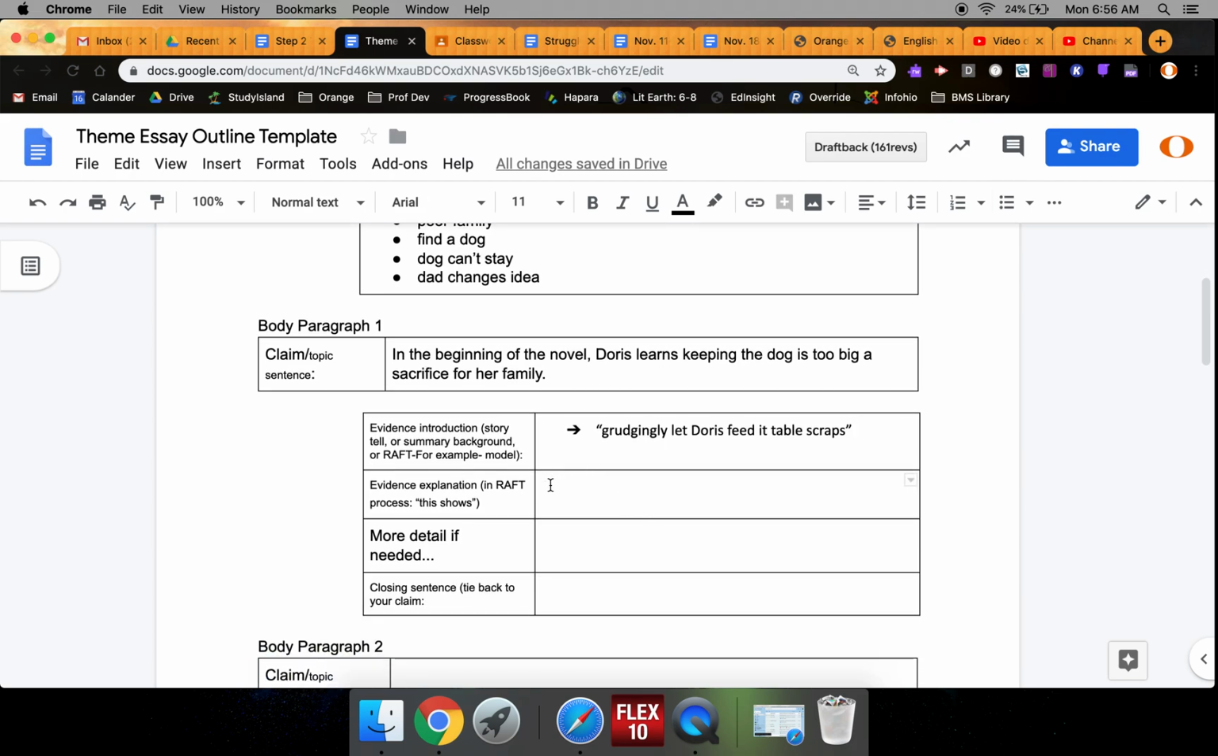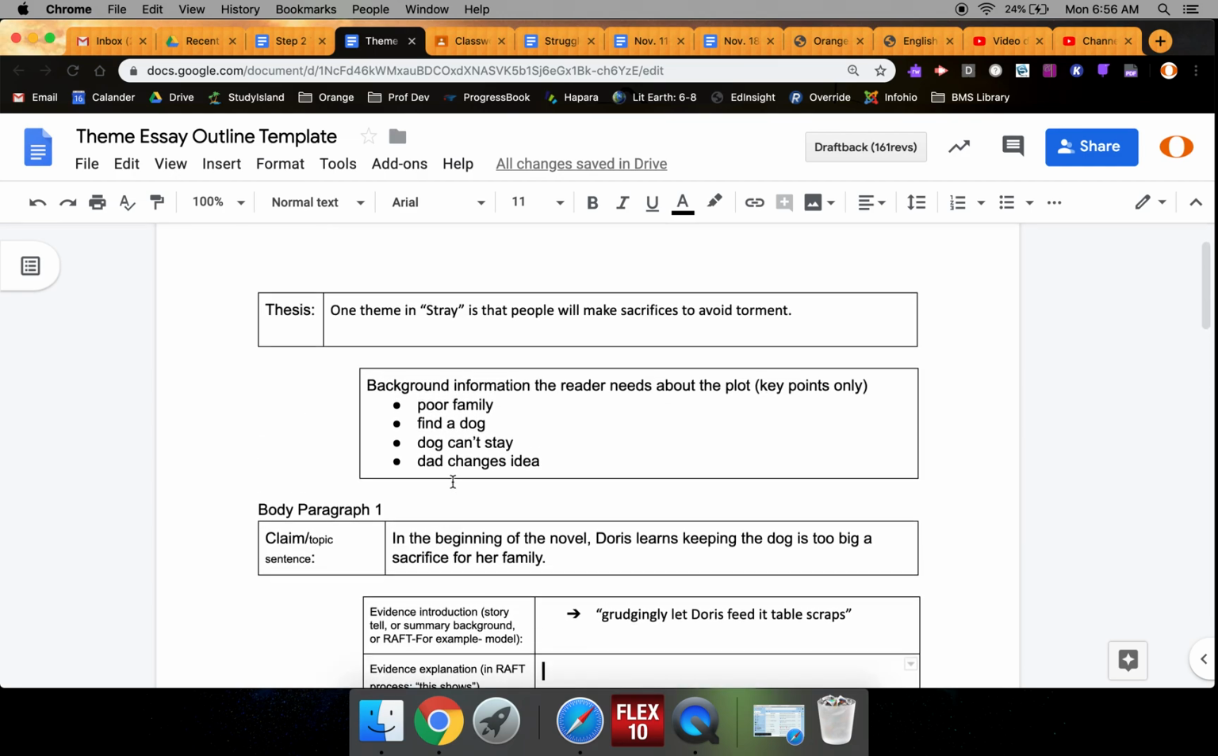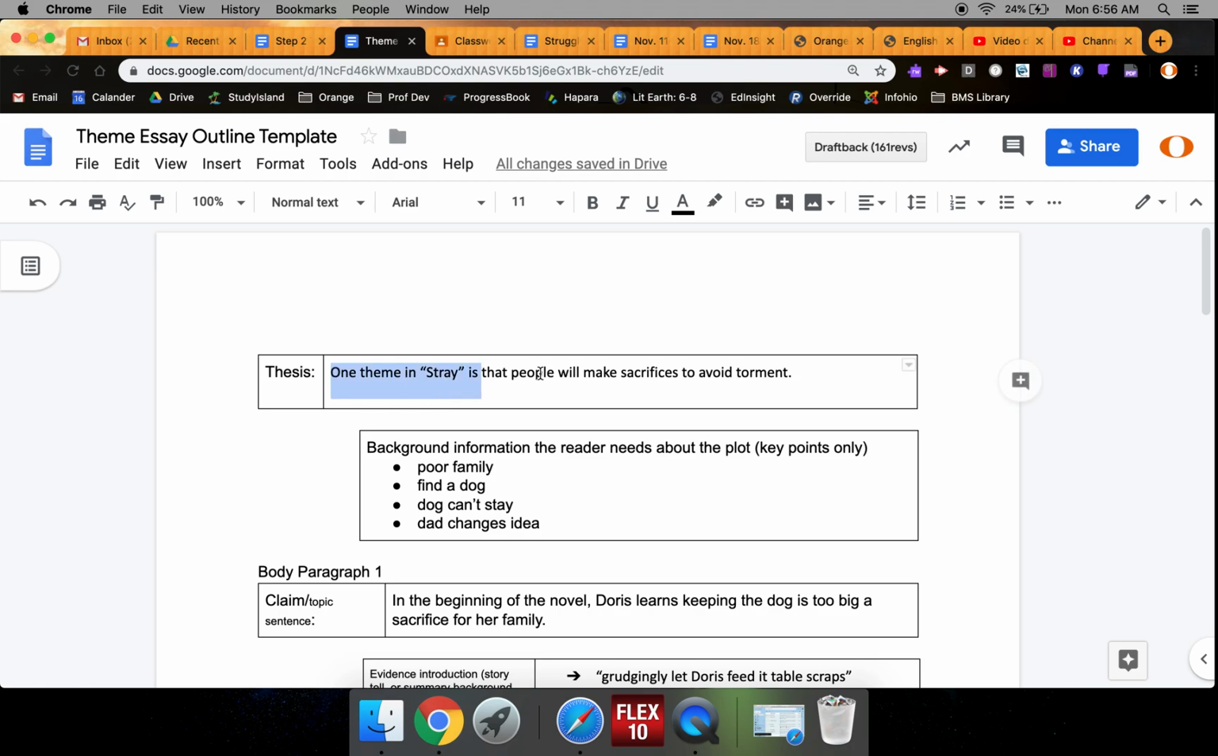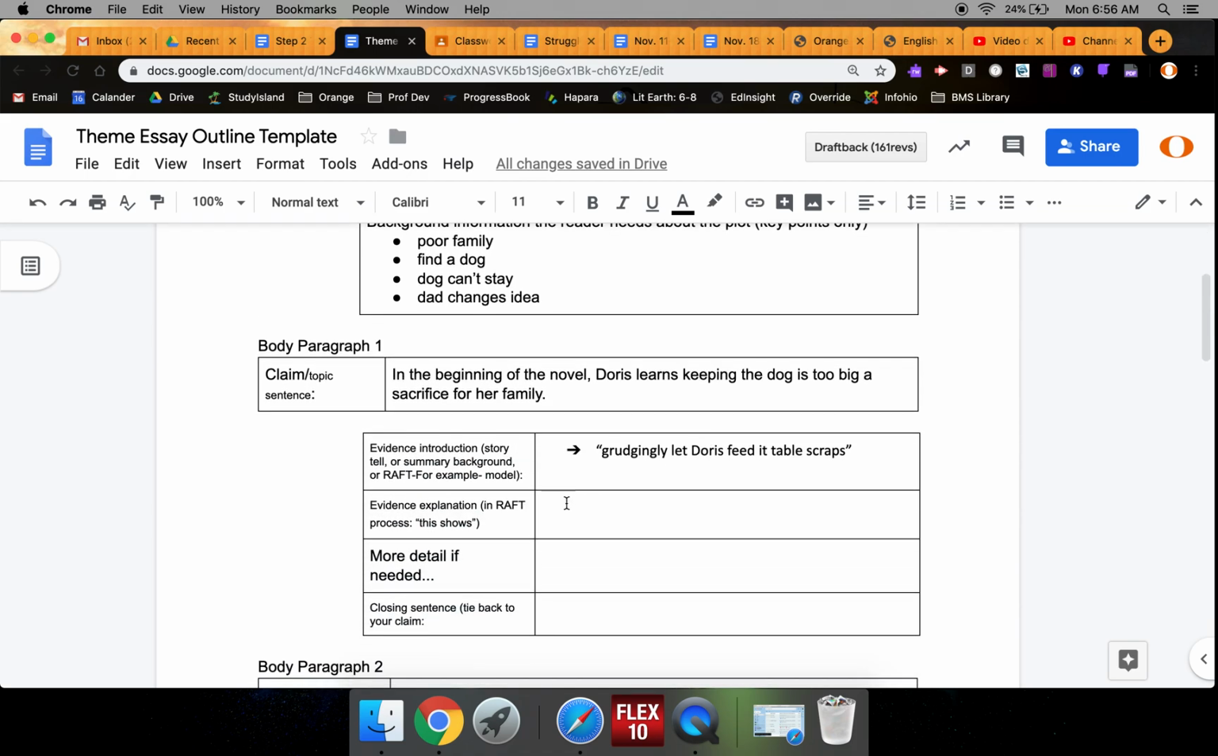And then I need a sentence explaining back to the RAFT model. I've told you what I wanted to say, I've given you my evidence, and now I've got to show you how that ties together. And I'm trying to think about my thesis way back up here. One theme in Stray is that people will make sacrifices to avoid torment. So I've got to get that idea into this.